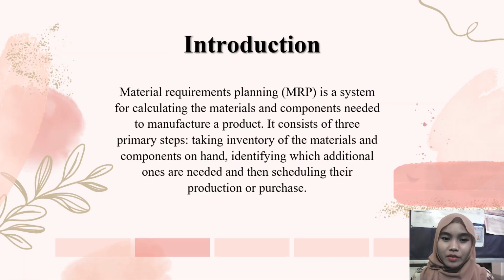Introduction. Material Requirement Planning, MRP, is a system for calculating the material and components needed to manufacture a product. It consists of three primary steps: taking inventory of the material and components on hand, identifying which additional ones are needed, and then scheduling their production or purchase.